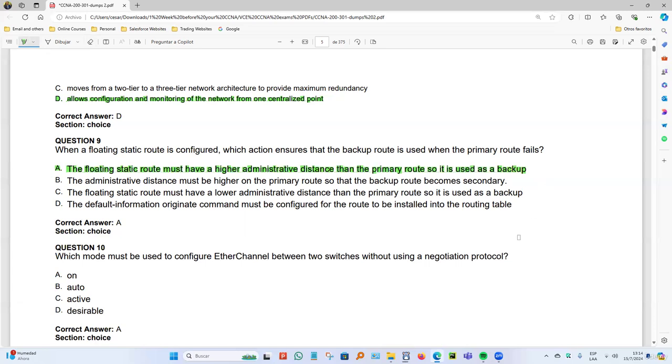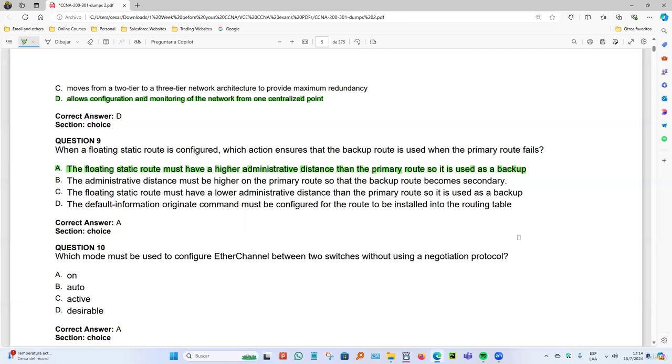So the question is like this. When a floating static route is configured, which action ensures that the backup route is used when the primary route fails? The floating route must have a higher administrative distance than the primary route so that it is used as a backup. In fact, we did this in one of the labs.